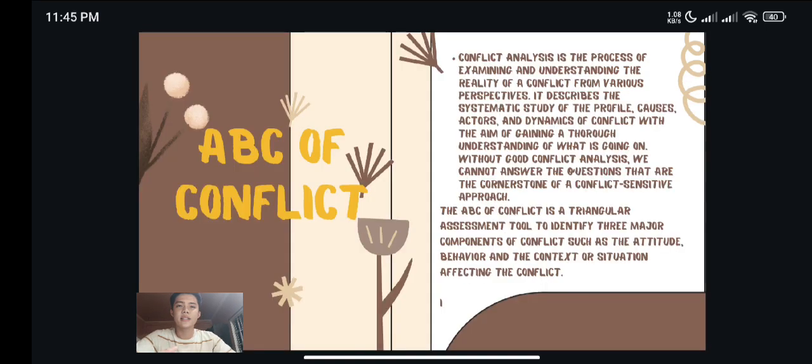Conflict analysis is the process of examining and understanding the reality of a conflict from various perspectives. It describes the systematic study of the profile, causes, actors, and dynamics of conflict with the aim of gaining thorough understanding of what is going on. Without good conflict analysis, we cannot answer the questions that are the cornerstone of a conflict-systemic approach.